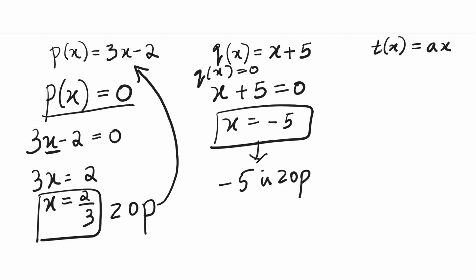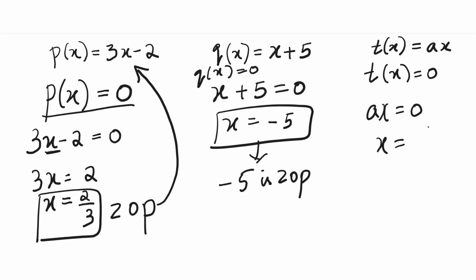Now here we have another example. Let's say t of x is equal to ax, and we set it equal to 0. So I'm going to find out the value of x. I'm going to send this to the other side, or divide both sides by a.